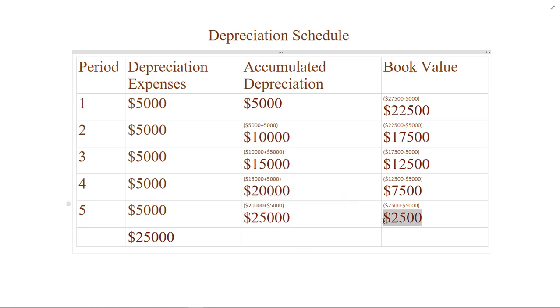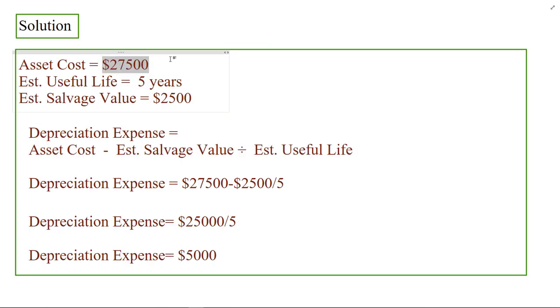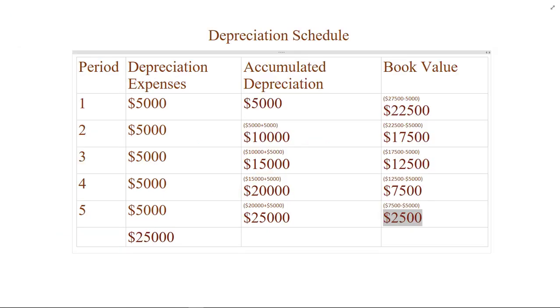The book value which is left: our expectation was that the value of the asset after 5 years will be 2,500. This is what we have as the residual value, students. Our residual value, the estimated salvage value, is equal to 2,500. If it's not matching, it means our answer is incorrect.